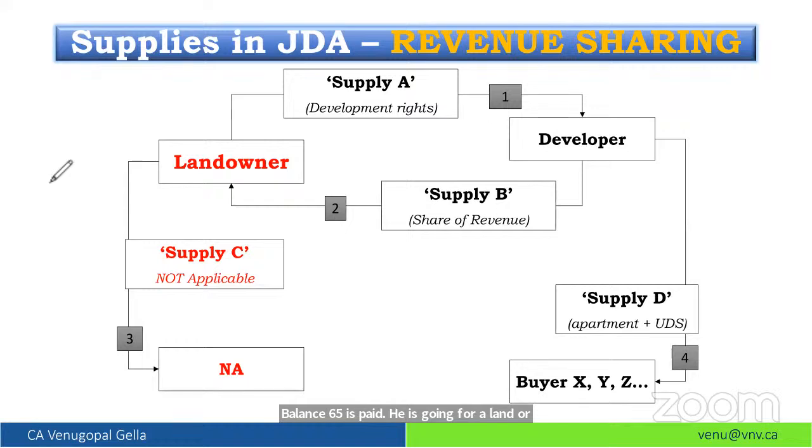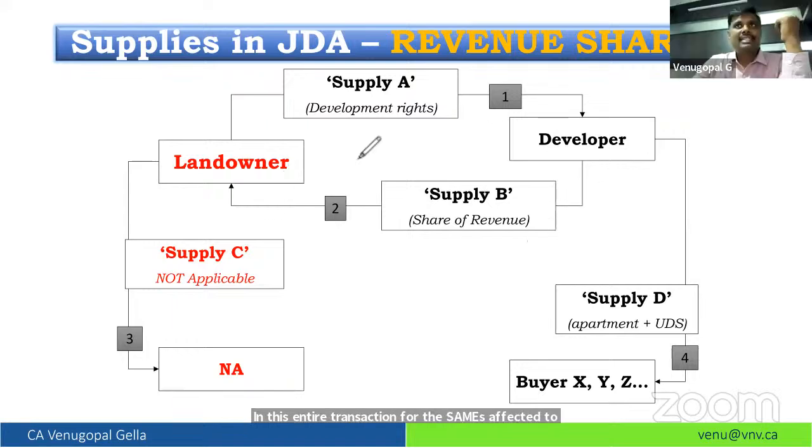So effectively in such a scenario, my question is, who has to pay tax to the government? Here, in the model which you explained, the developer is well and safe. But will there be a liability on the landowner also, considering he has not paid even 1 rupee of tax in this entire transaction for the sales effected to the ultimate customer? Sir, this is the question.